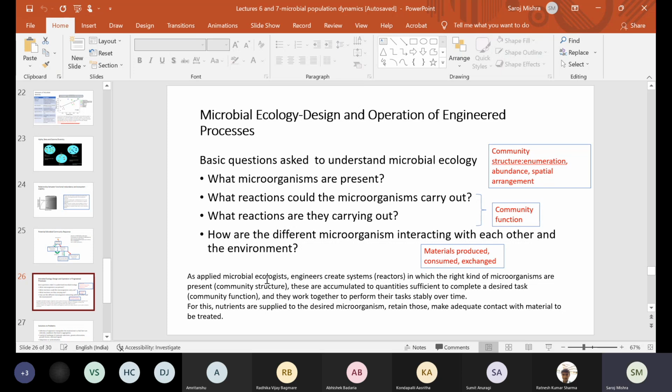So an engineer who works on plants like these is basically an applied microbial ecologist. They create a reactor in which the right kind of microorganisms are present. That is, you have understood the community structure. These are accumulated to quantities sufficient to complete a desired task, which is the community function, and they work together to perform their tasks stably over a period of time. That is degradation of COD or BOD, finally lowering the BOD and the COD, and that is the end task they are supposed to perform.